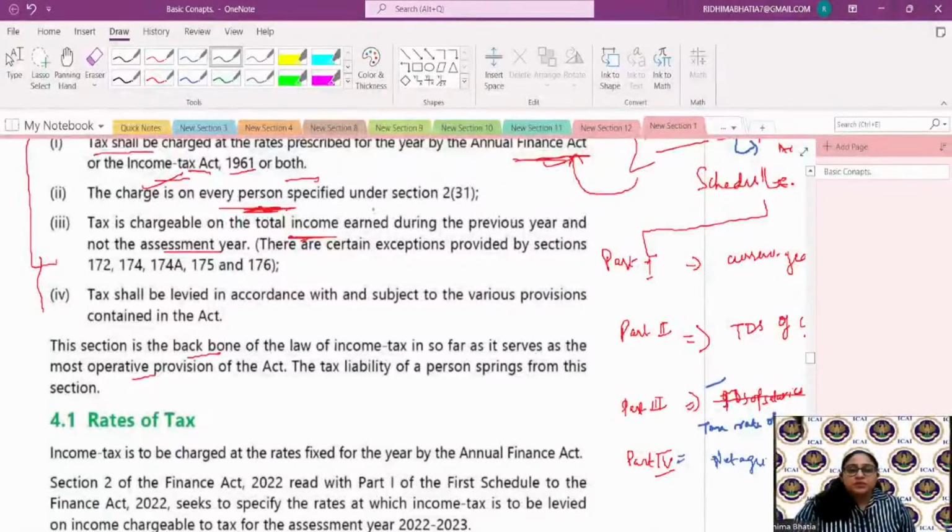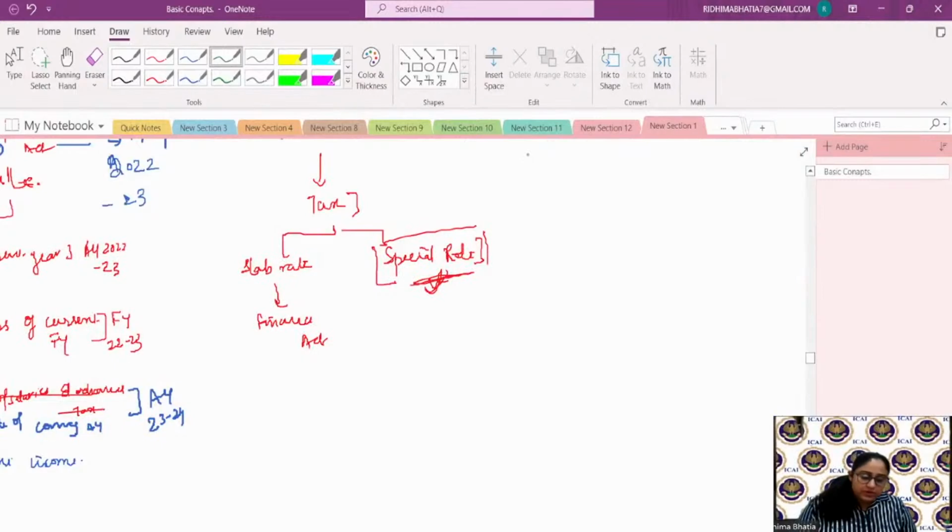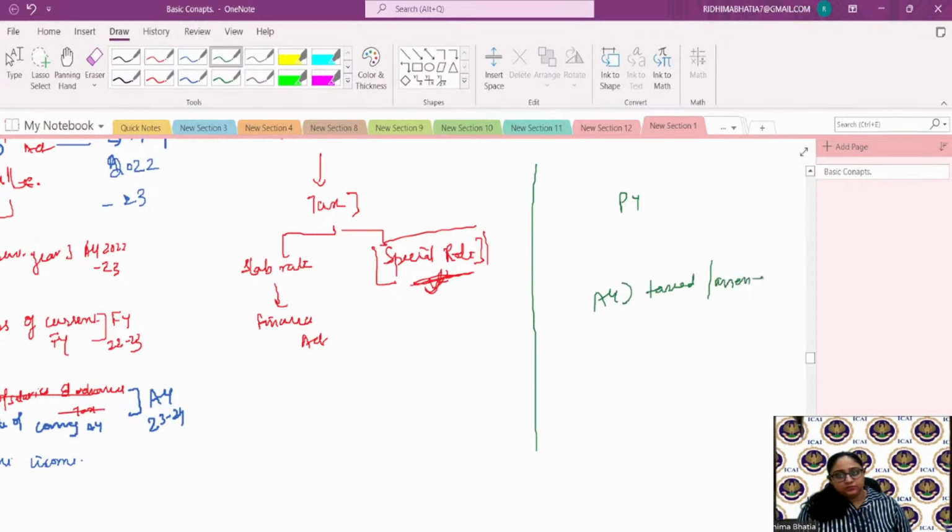Now what is this? So the next point is, remember the concept of previous year and assessment year. In the previous year you earn the income; in the assessment year that income is taxed or assessed. So the income which is earned in the previous year is what gets taxed, but the tax is due or assessed for the assessment year.